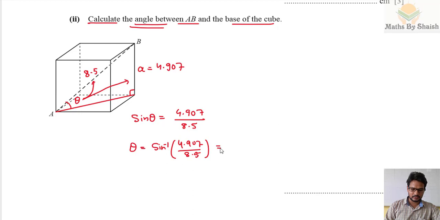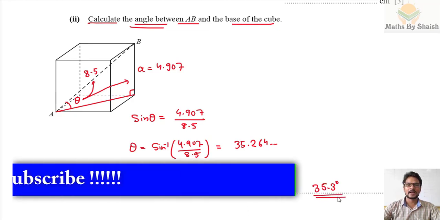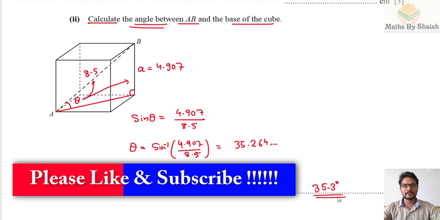Sine inverse of this over 8.5, and the answer is 35.264 and so on. We write our answer to one decimal place, so it is going to be only 35.3 degrees. That's the angle between the length AB diagonal and the base of the cube.